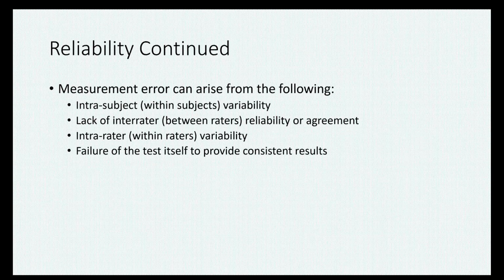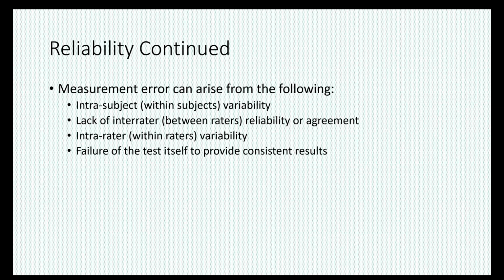So measurement error can arise from the following types of situations. Intra-subject, within-subject variability. So even if you yourself are, let's say, doing skin fold measurements, but you're not trained on how to take skin fold measurements, you may get a skin fold of 20 millimeters and then the next day get a skin fold measurement of 25 millimeters. That skin fold shouldn't have changed that much from just a 1-day period. However, you got a big difference from trial 1, 2, 3. So it's important to be trained on certain tests that you will be giving.